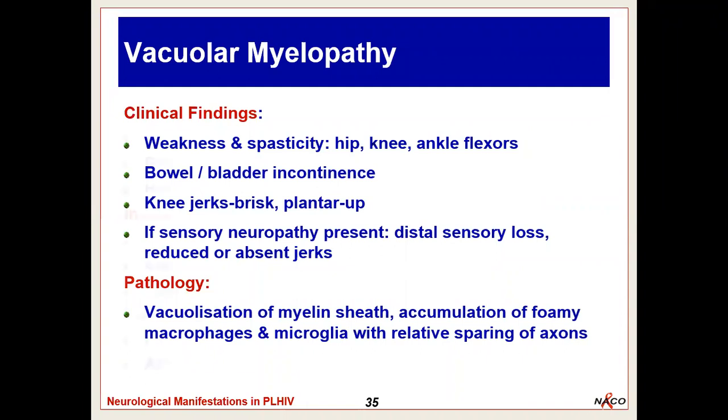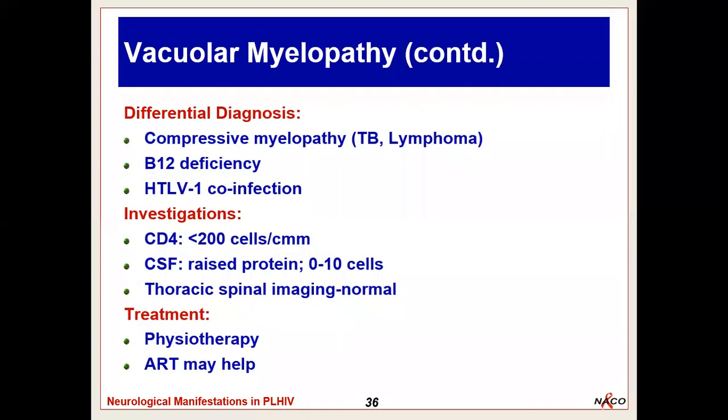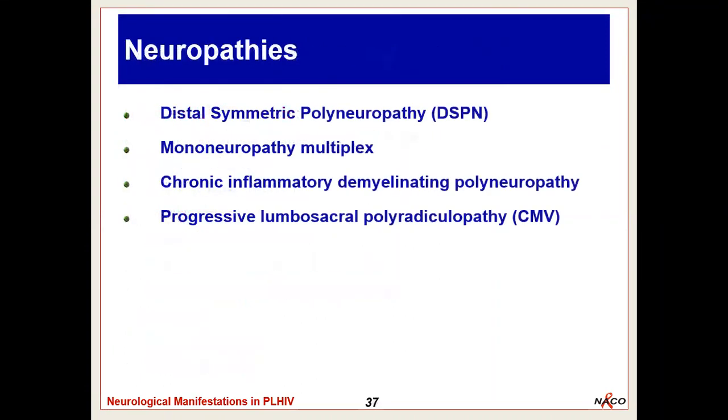Next slide, please. And for somebody with those presentations, the differential diagnosis you have to keep in mind includes B12 deficiency, compressive myelopathy, or HTLV-1 infection. Make sure that you do CSF analysis as well, a CD4 count, and then if required, thoracic spinal imaging, which usually comes out to be normal in these cases. The typical treatment we have is physiotherapy and ART. Next slide, please.